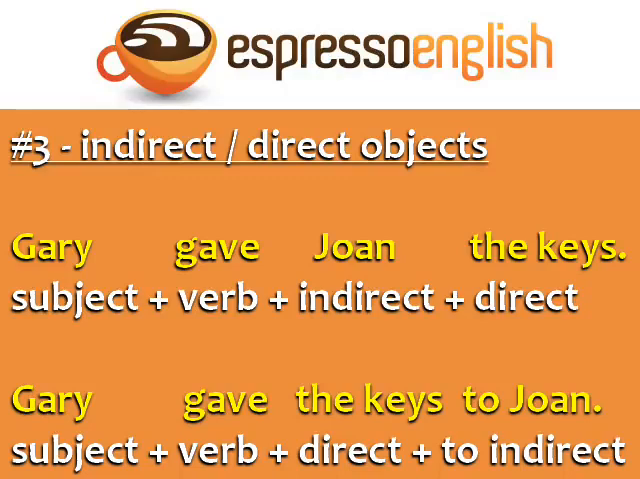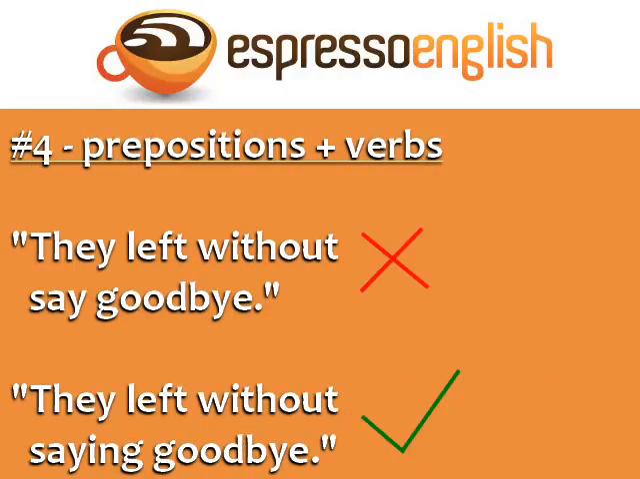The indirect object often comes immediately after the verb. Subject, verb, indirect object, direct object. Gary gave Joan the keys. You can also put the direct object first and add to before the indirect object. Gary gave the keys to Joan. However, you can't put the indirect object first and use to. Number 4. Prepositions and verbs.